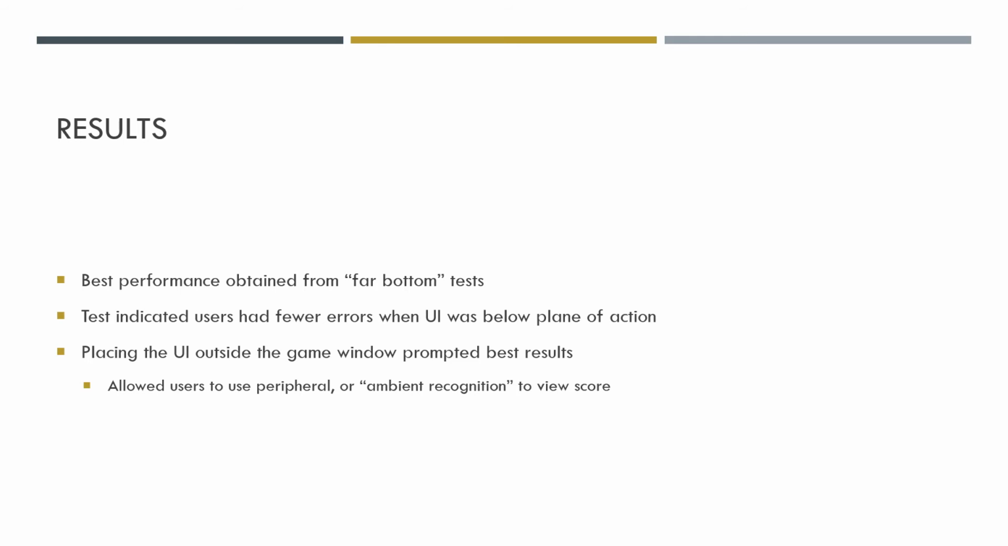But in fact, they discovered that when people were allowed to glance out of the corner of their eye to see the score, which wasn't something that directly affected their gameplay, it wasn't something that if they didn't look at the score, it was going to hurt them. And they found that that was actually the best place to put it, outside of the standard field of vision, outside of the gameplay area.